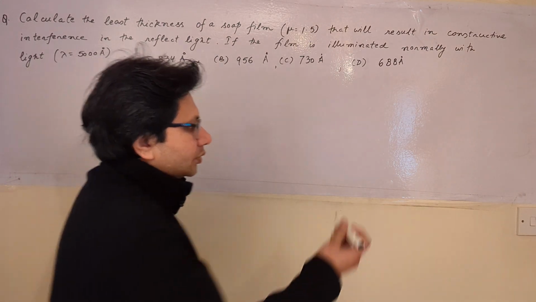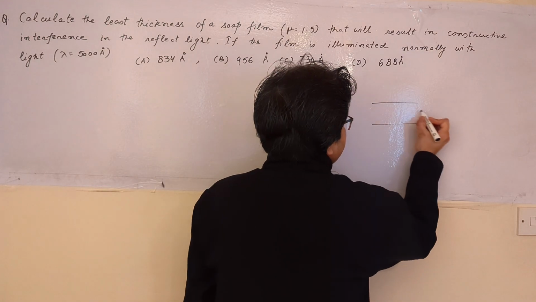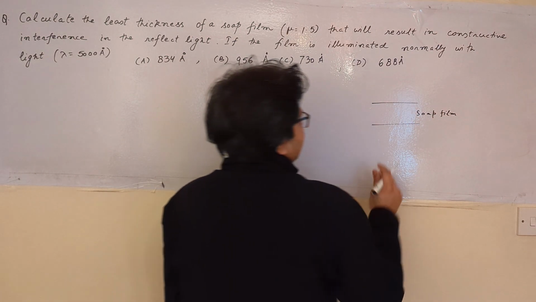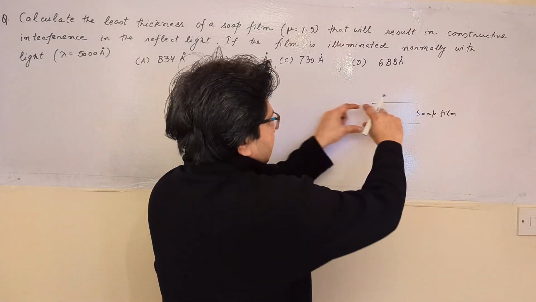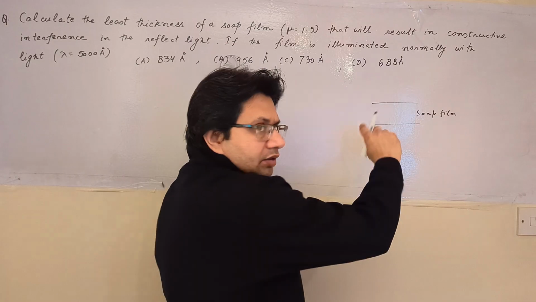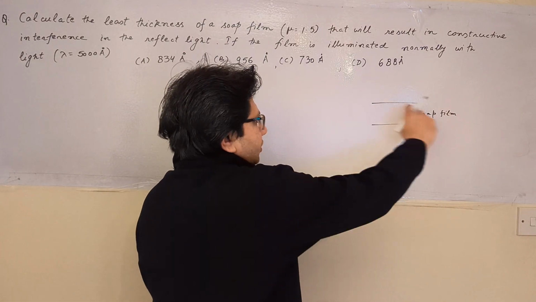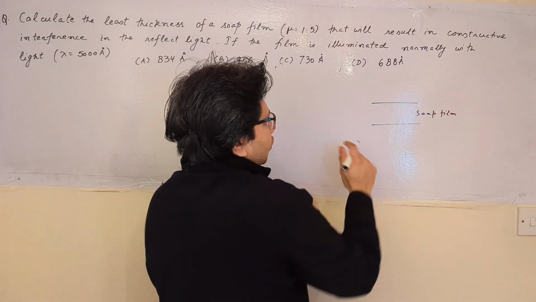Now in this particular problem, there is a soap film. So this is the soap film. For a small section of this film, we assume it to be linear, not round in shape. For the small segment, we can treat this as a rectangular form, the linear form.